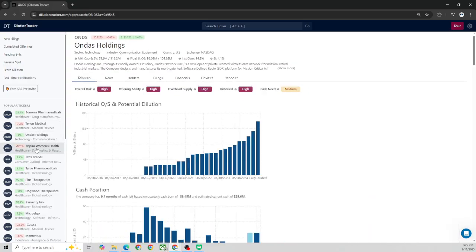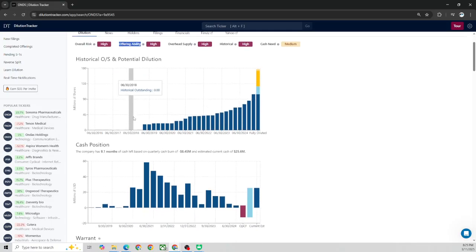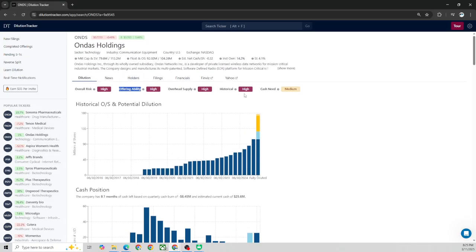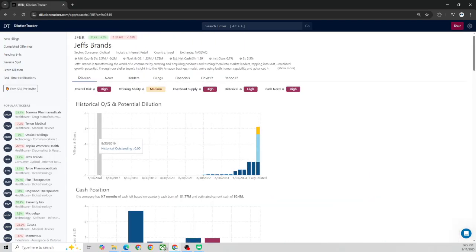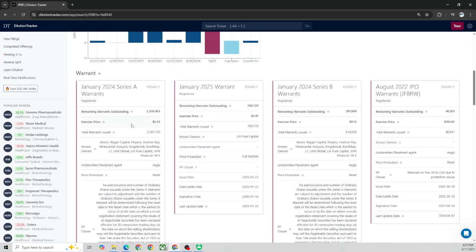Offering availability low, offering availability high. So these guys have high offering availability, but they don't need the cash. They have 9 months of cash left. They're chilling. You want to find stocks with low cash like this. Yes, Dilution Tracker, you're coming in clutch, bro. JFBR, they have medium offering availability. Let me look through this.